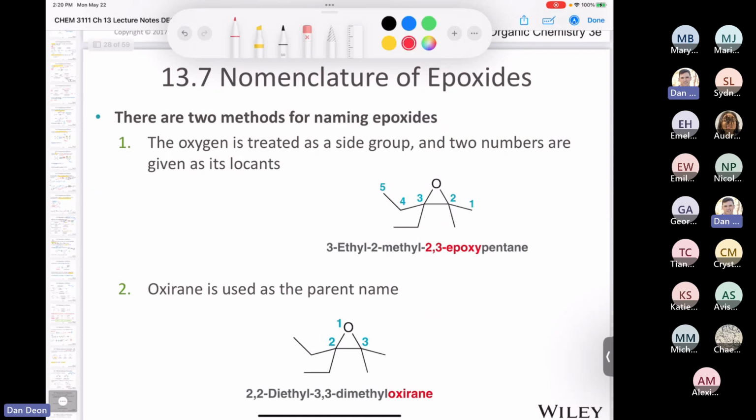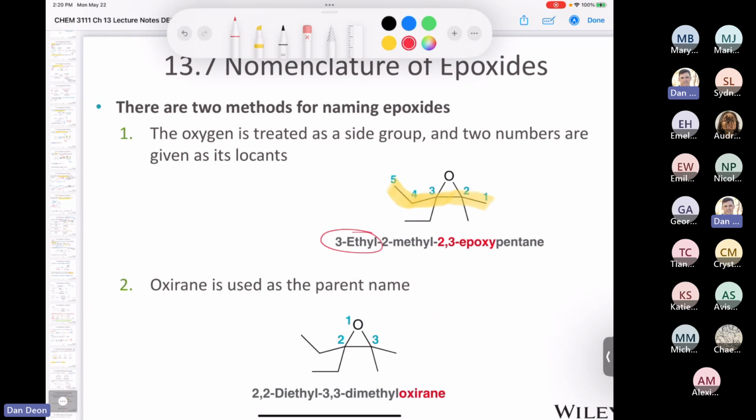So how do we name an epoxide? Well, there are 2 ways to do it. One is to treat the oxygen as a side group, and you use 2 numbers for the locants. So you just call it a side group, just like an alcohol or an alkene or an alkyne or anything like that. You find the longest carbon chain that contains the functional group, which is the epoxide, and you want to give the epoxide the lowest possible number. So it's a 2,3-epoxy pentane, and then you just name the other substituents. You have a 3-ethyl, and you have a 2-methyl, like this, and there you have it.